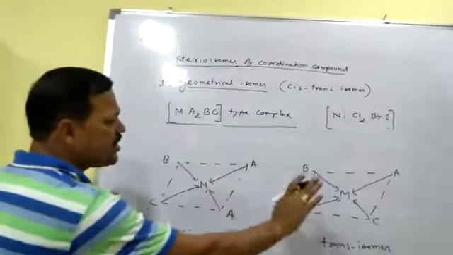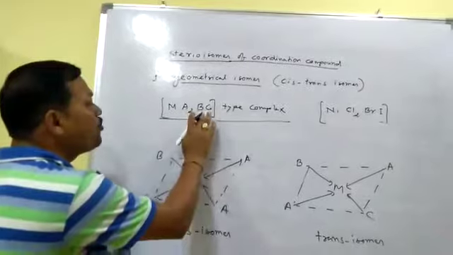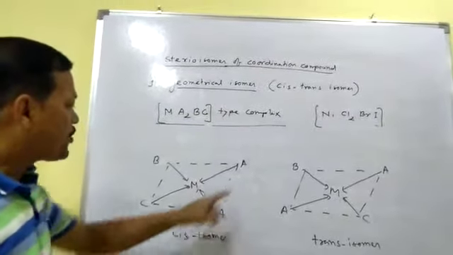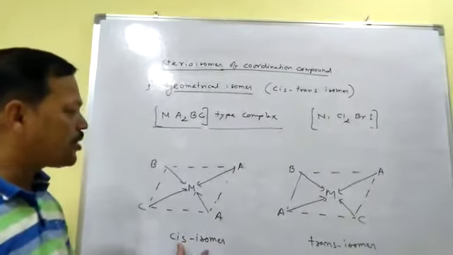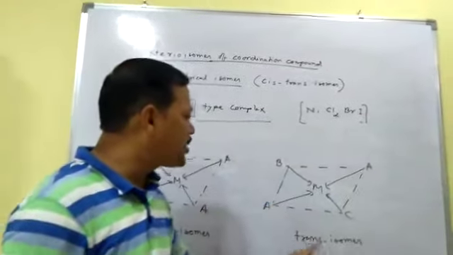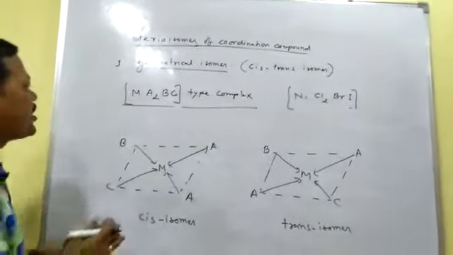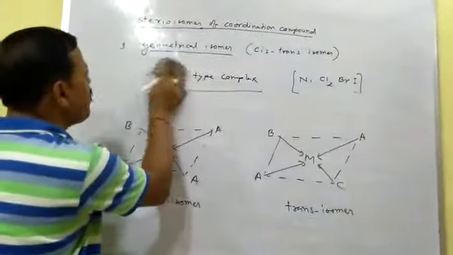So this is the cis trans isomer for MA2BC type complex. If similar ligands are on the same side, it is called cis. If similar ligands are on opposite sides, it is called trans. So this is about MA2BC type complex.